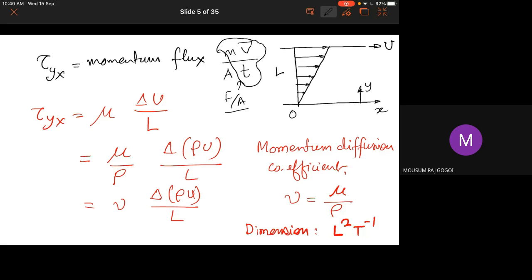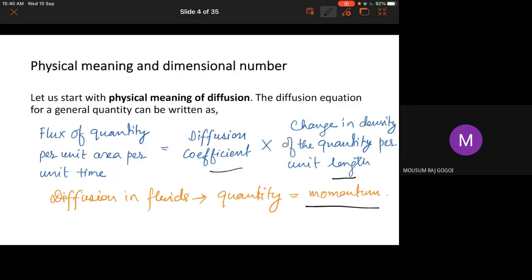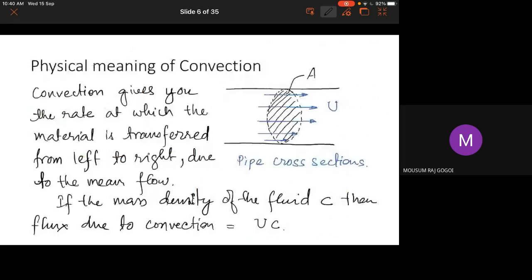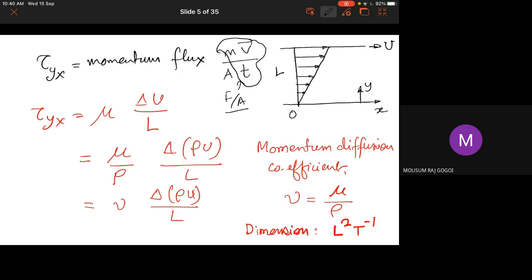if you want to relate the momentum flux using this definition, the momentum flux should be equal to the diffusion coefficient times the change in density of the quantity per unit length. We know from Newton's law that the momentum flux can be related to the strain rate. Here you can see one diagram where we have two parallel plates where the upper plate is moving at a velocity u. Because of that, the stress acting on this fluid, we can write tau_yx equal to mu times the velocity difference between these two plates divided by the length, which is nothing but the strain rate. This we have to express in terms of change in density of the momentum term of this quantity. So if you want to change that, you have to divide by rho and multiply by rho here.